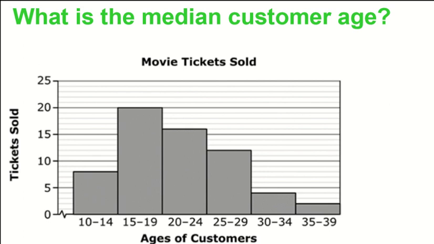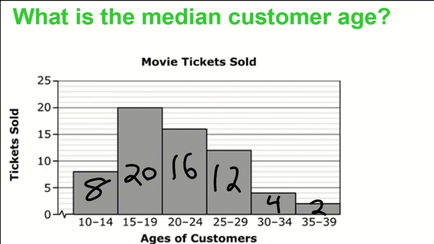All right, now for median, we would want to count up the total amount of customers first. So we had our 8, we had our 20. This one is 16, 12, 4, 2. Okay? So we would add them all up. That will tell us how many total customers. In this case, we got 62. Everybody good with how we got 62? Just look at the bars, add them up.